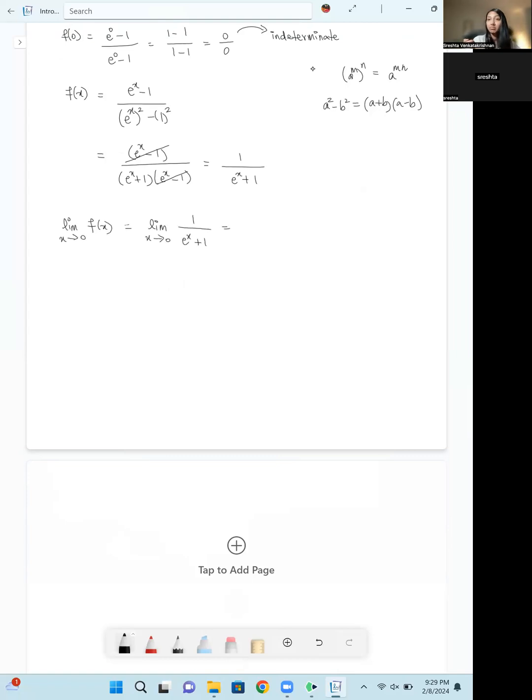Now can we plug in 0? Of course. It's defined now. That's just 1 over e to the power 0 plus 1, which is 1 over 1 plus 1. That's 2. So there we have our limit as x goes to 0 of f of x. That's just 1/2.